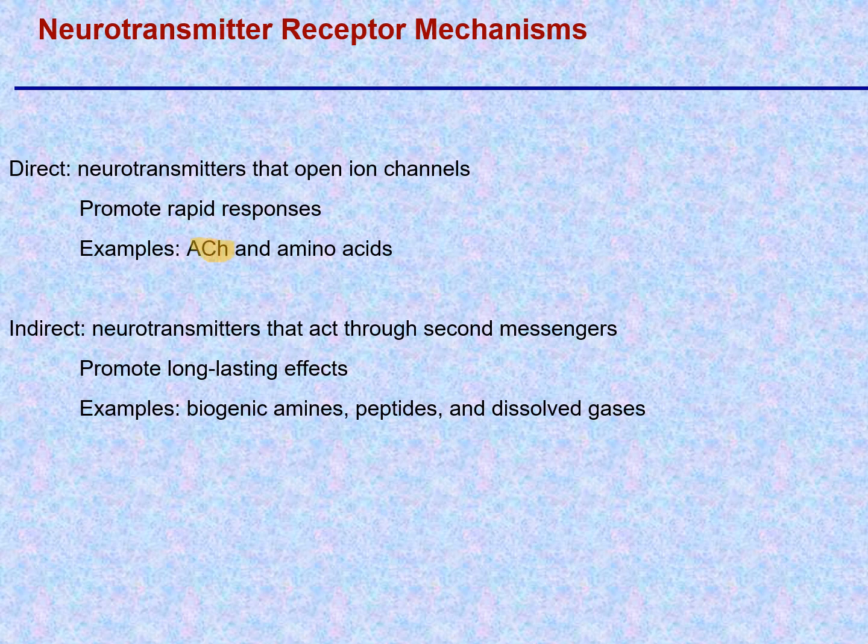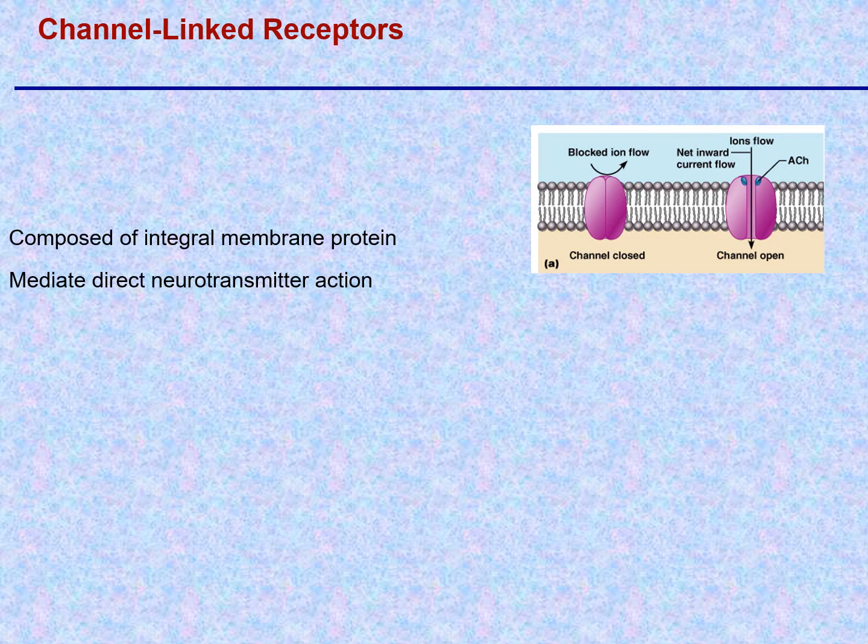Okay, so that's acetylcholine. But you can also have indirect effects where the neurotransmitter acts through what's called a second messenger. It binds to a specific receptor on the surface, but there's no channel necessarily that will open up. It will have an effect on the inner side of the cell. I'm not going to get into the details of that, but it's an indirect type of stimulation.